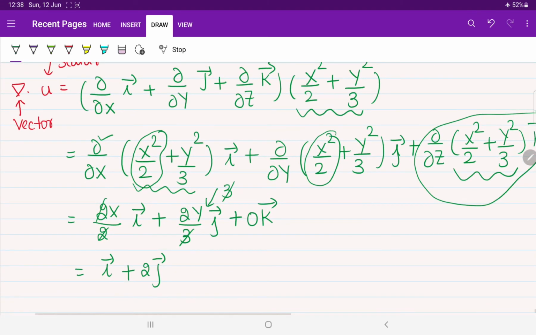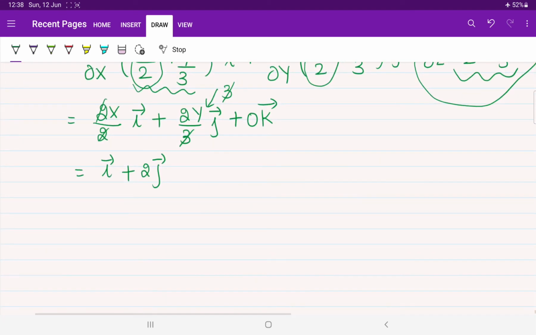This is the expression for gradient of u. Remember this, I am calculating the value of gradient of u. As I told, in gradient of u, operator del is a vector field, whereas u is a scalar field. The result of operating del on a scalar always yields a vector, not a scalar. So the correct answer is i vector plus 2 times j vector.